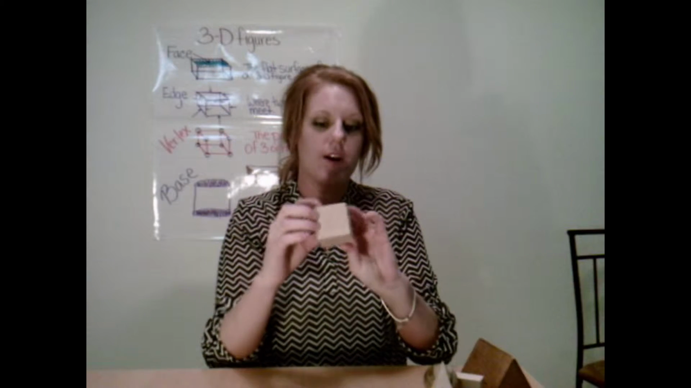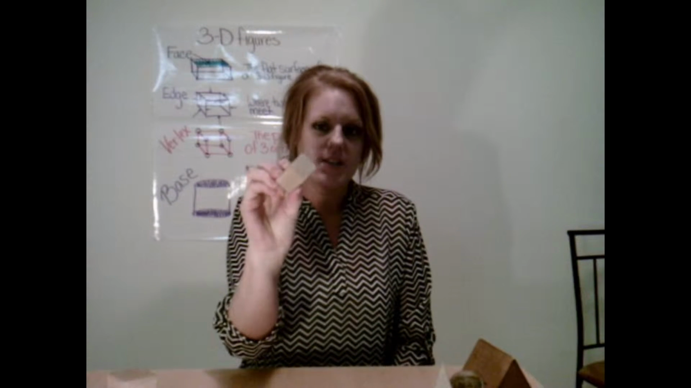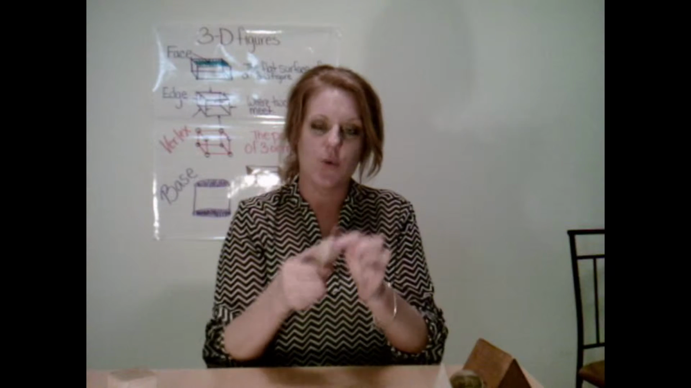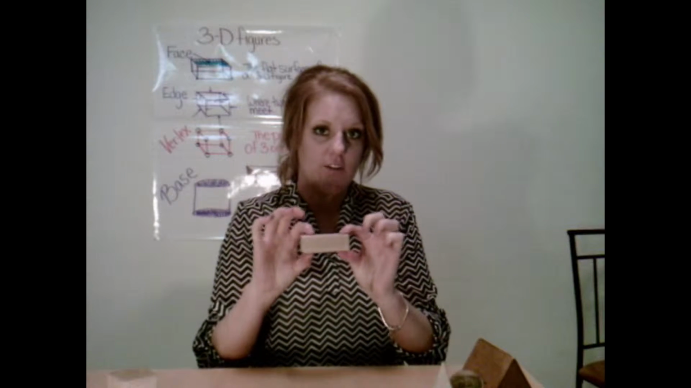Now we're going to go over some of the three-dimensional objects. When you look at this, what do you see? It's made up of many squares. And because there's nothing but squares on this, we call it a cube. Next, when we look at this one, what do we see? We see many rectangles and just two squares. Now since there's more rectangles than squares, this is called a rectangular prism.